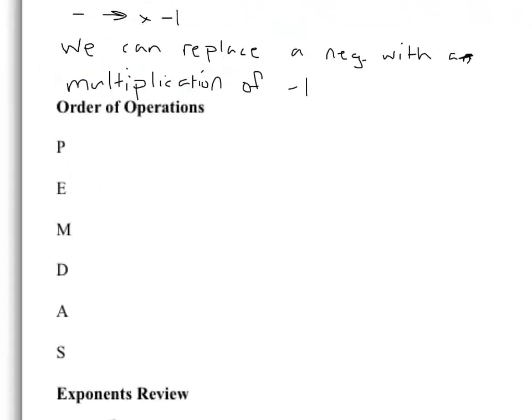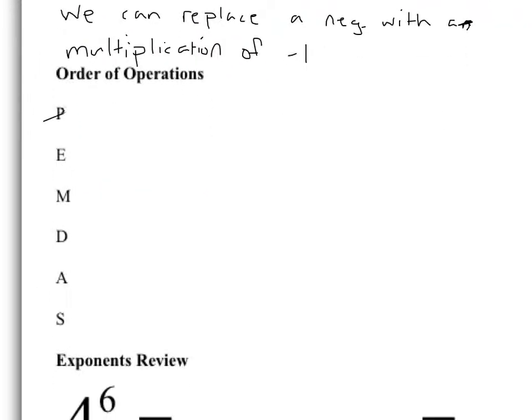So let's remind ourselves really quickly about order of operations. I'm going to get rid of P because I don't like P anymore, because we know more than just parentheses. We're going to call this G, which is going to stand for grouping symbols. Grouping symbols can be parentheses, they can be brackets, they can be absolute value symbols. Those are all sets of grouping symbols. Those will always go first in order of operations.